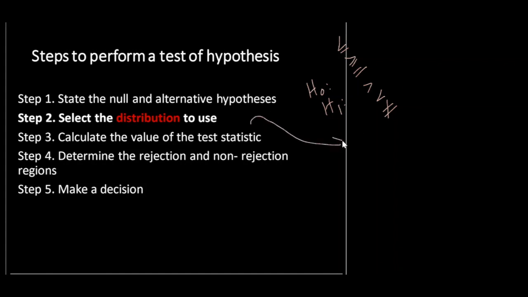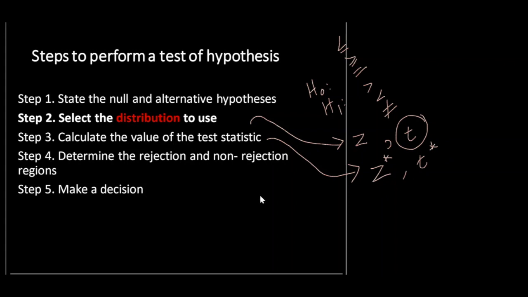Next, we are going to select a distribution that we are going to use. So in your syllabus, we would focus on the normal distribution and also the t-distribution, which we will discuss later. And the third step would be to calculate the value of your test statistics. So we are going to calculate Z star and T star.